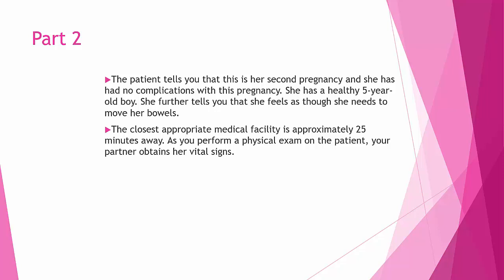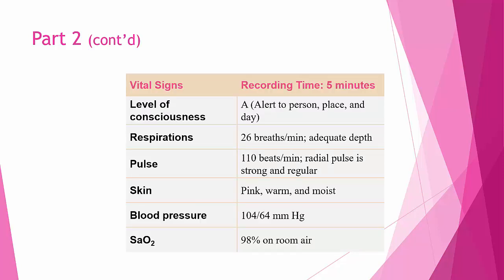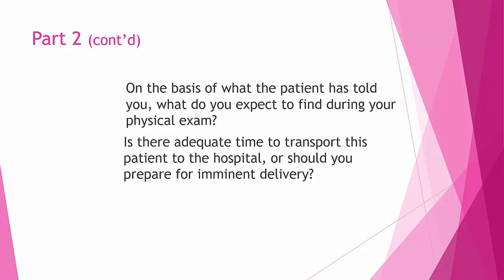As you perform a physical exam on your patient, your partner obtains the vital signs. And those are: she's still alert, respirations are 26 a minute, adequate depth, pulse is 110, radial pulse strong and regular, skin is pink, warm, and moist, blood pressure is 104/64, and 98% on room air. Okay, so based on what they've told you, what do you expect to find during your physical exam, to include visualization of the vaginal area?